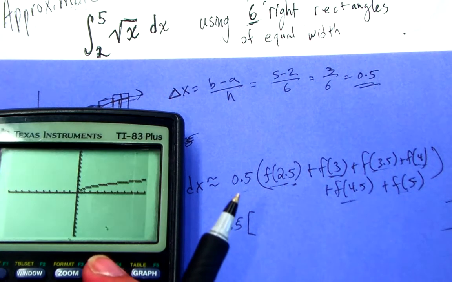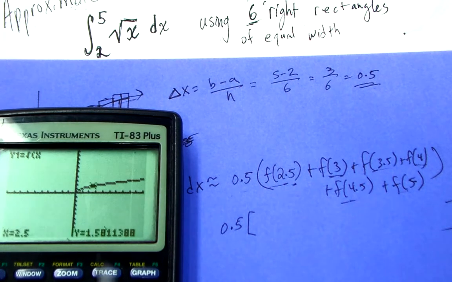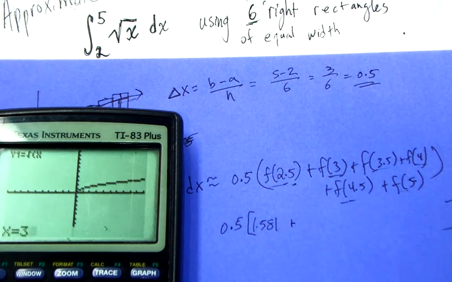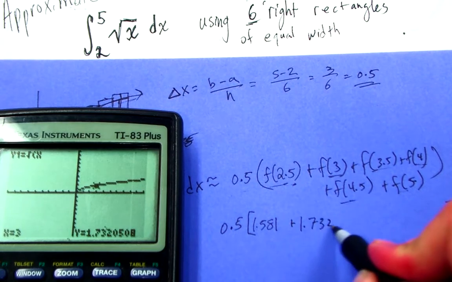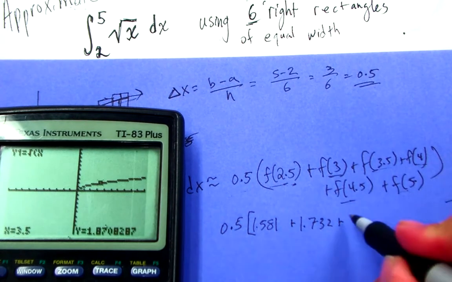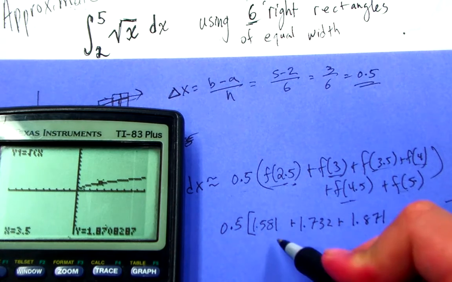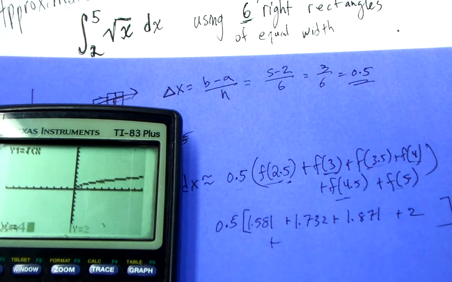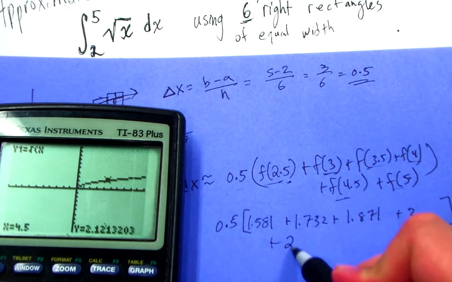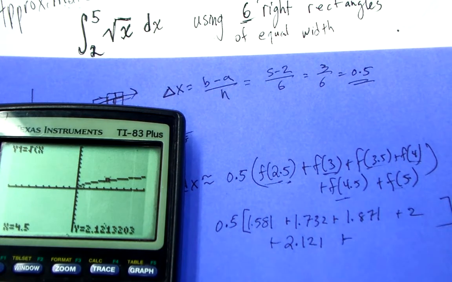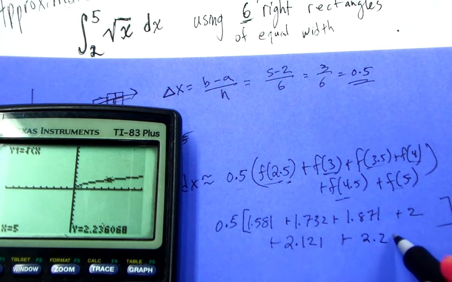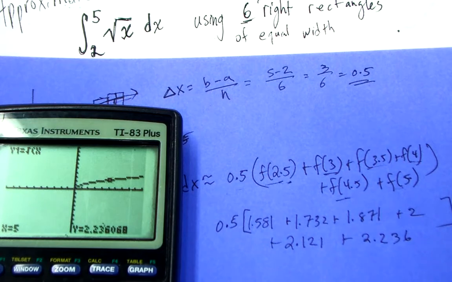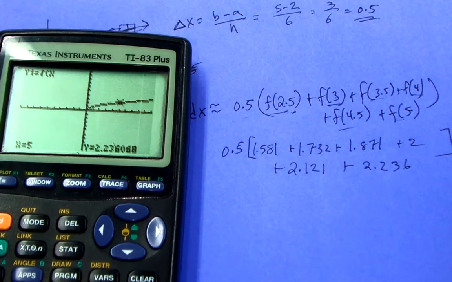So trace, 2.5. The output is 1.581, plus 3, which gives 1.732, plus 3.5, which gives 1.871, plus 4, just 2, plus 4.5, which is 2.121, plus finally 5, which is 2.236. So these are my individual heights. I'm going to add those all up and multiply by the base, which is 1/2.